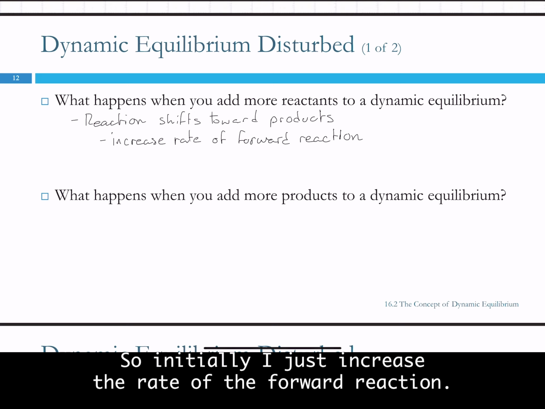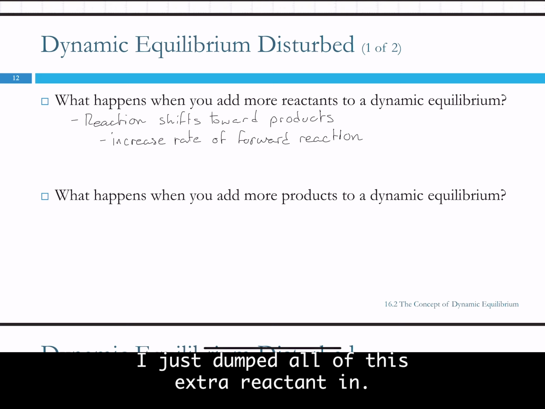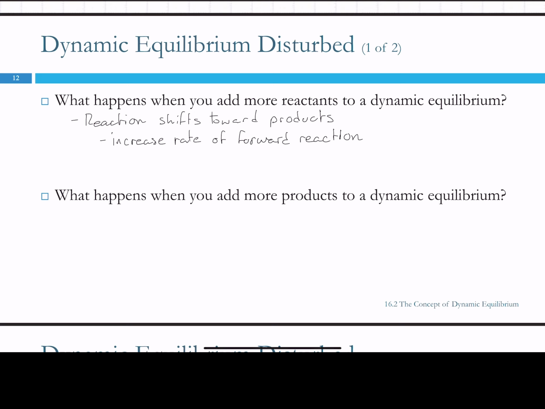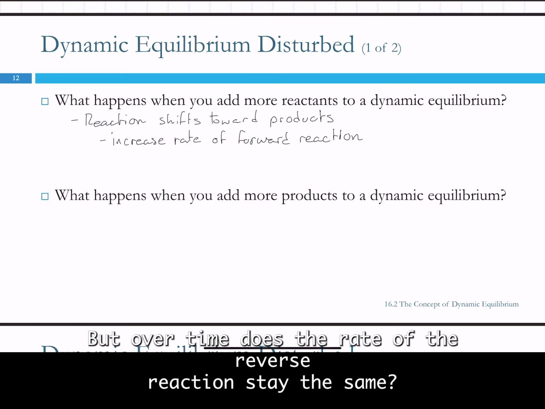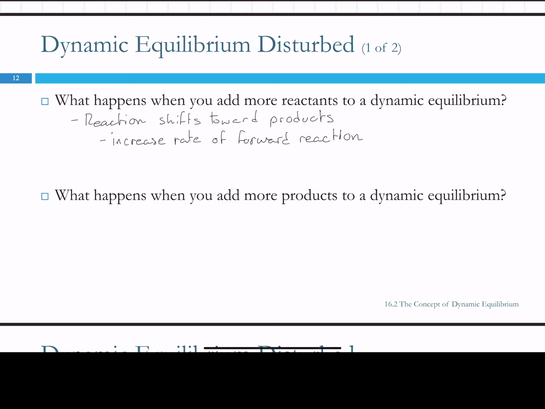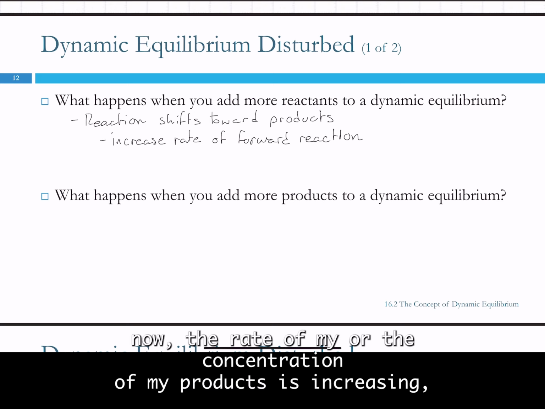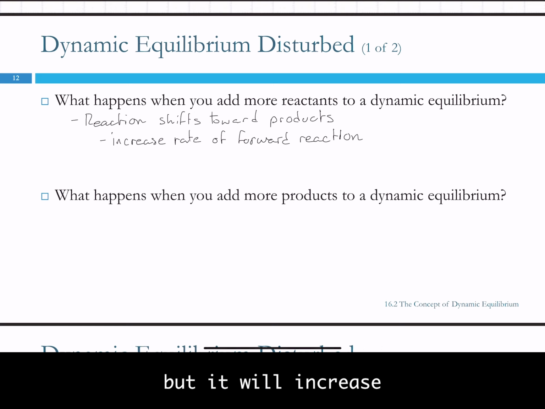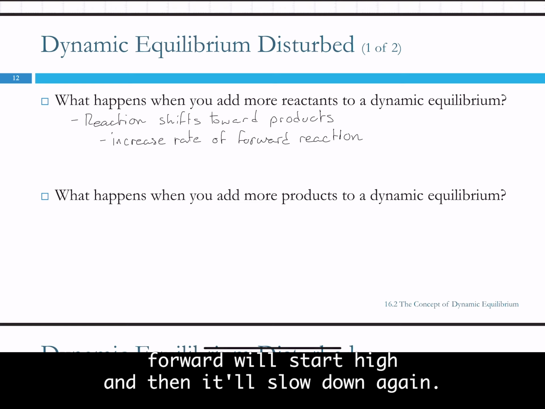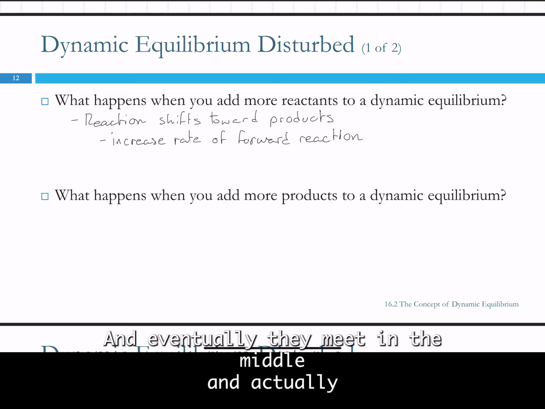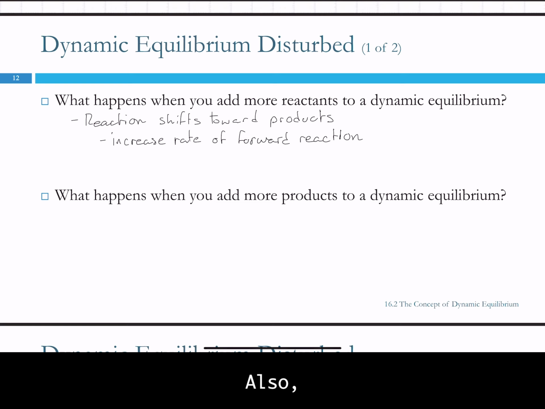Initially, I just increased the rate of the forward reaction. I just dumped all of this extra reactant in. But over time, does the rate of the reverse reaction stay the same? It also increases, because as I start turning those reactants into products, the concentration of my products is increasing. The forward rate will start high and then slow down again, and eventually they meet in the middle.